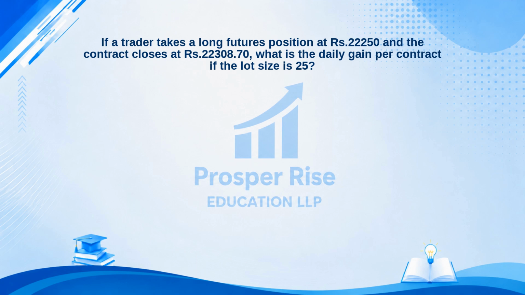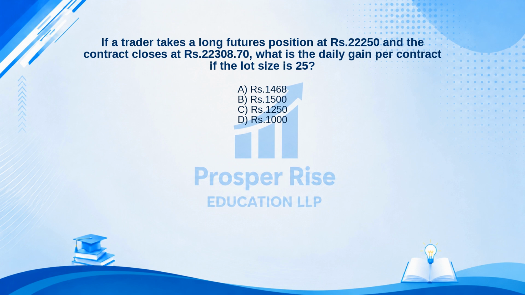If a trader takes a long futures position at Rs 22,250 and the contract closes at Rs 22,380.70, what is the daily gain per contract if the lot size is 25? Here are your options. A. Rs 1,468, B. Rs 1,500, C. Rs 1,250, or D. Rs 1,000. Take a moment to pause the video and decide.